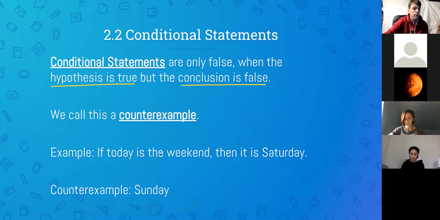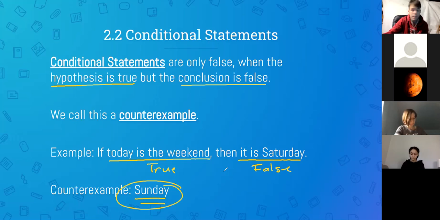So if we look at this conditional statement here, if today is the weekend, then it is Saturday. This would be a counterexample because it makes this part true. Sunday is the weekend, but this part is false. If it's Sunday, then it is not Saturday. So this is where we call this a counterexample. As long as you have one counterexample, we can say that this conditional statement has a value of false. This is a false conditional statement because there exists a counterexample. It only takes one to disprove an entire conditional statement.